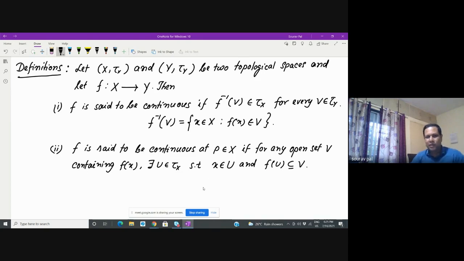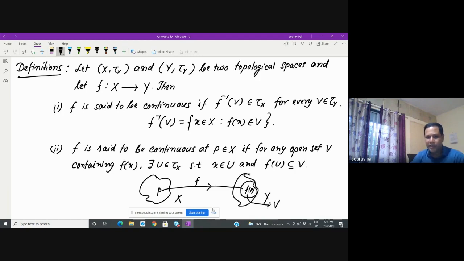What does it mean? So this is your X and say this is your Y, and you have a function f here, and p goes to f(p). You have an open set V containing it. Correspondingly, you can find an open set U around p such that f(U) is contained in V. So this is the condition for continuity at a point. That is what we have all learned in our real analysis course, right?